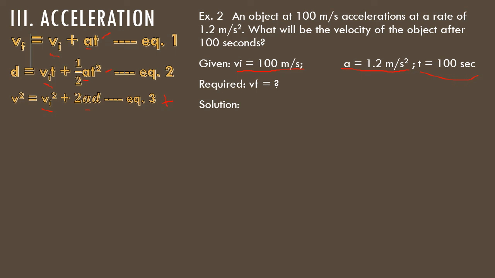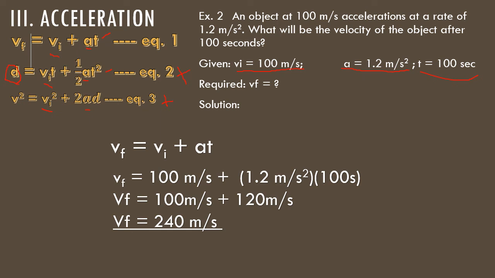Wala nang ibang given. So, dito sa equation 2, meron tayong given na distance, which is walang value dito, or hindi given dito sa problem. Kaya, hindi natin pwedeng gamitin yung equation 2. So, yung natira na lang na pwede natin gamitin ay yung equation 1, which is final velocity is equal to initial velocity plus acceleration multiplied by time.